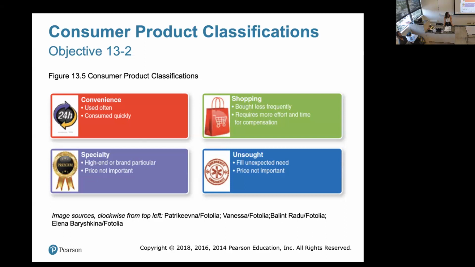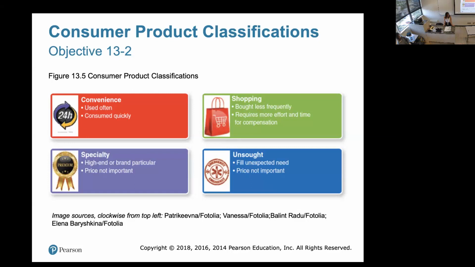Often sold at convenience markets. Items. What items? iTunes. Oh, I haven't thought of that. If you downloaded a song from iTunes quickly, yeah, it's definitely convenience, but you reuse it. You don't just consume it once quickly. That's the difference, right? Something that you use, my candy bar.